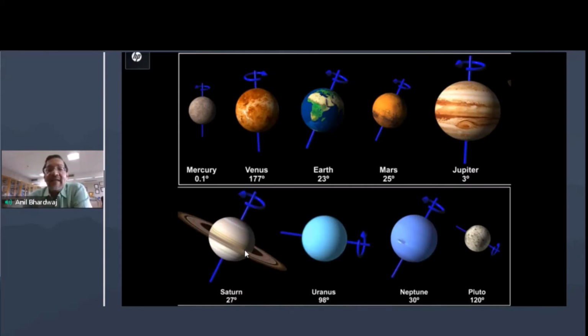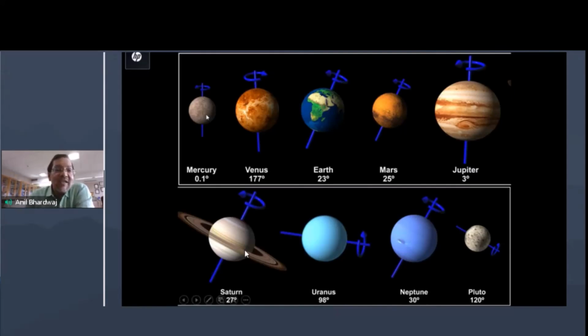And Neptune, very similar to that of Earth, 30 degrees. But look at Pluto, a 120-degree tilt. So that means there are planets which are very weird in our solar system, which have very large tilt compared to what we see in the case of Earth.